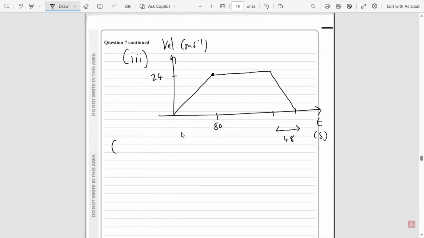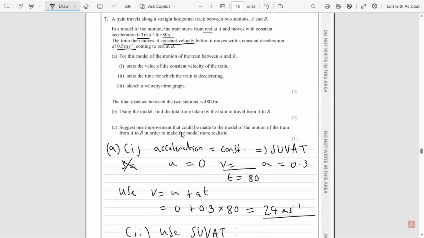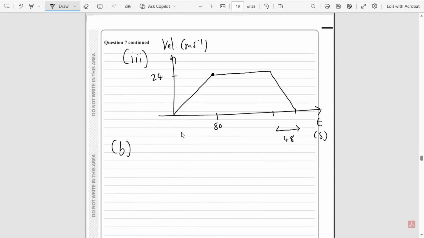So what we're going to have to do with this part is work out the area of this shape here. And then by working out the area of the shape or getting a formula, we can then set that equal to the distance traveled of 4,800. So let's do this here then. So let's just say that 4,800 equals area under graph.